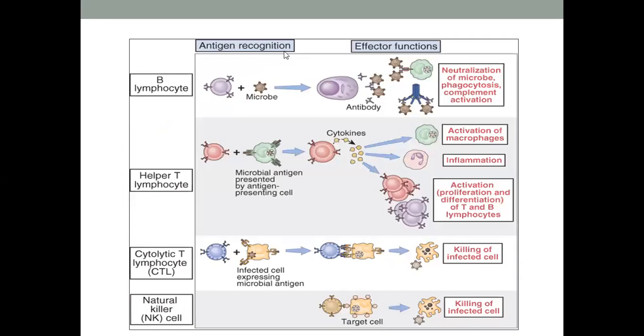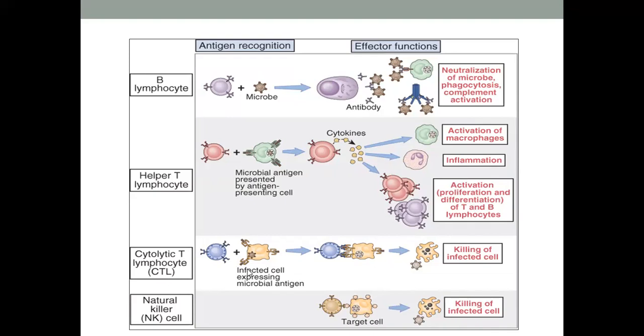So in this picture again, this is the similar thing which we have already discussed. This is a recap of everything. The B lymphocytes, the helper T lymphocytes, the cytolytic T lymphocytes, and natural killer cells. B lymphocytes will produce antibodies, neutralization of microbes and complement activation. The helper T lymphocytes cause the activation of the macrophages after the interaction with all these things, producing inflammation, activation, proliferation, and differentiation of the lymphocytes.